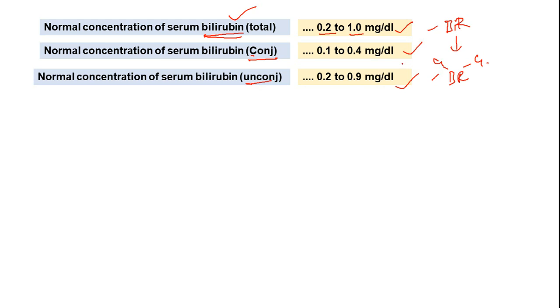Okay, so if the levels are in this range, we can consider that heme metabolism is happening in a normal pattern and everything is normal inside our system. But sometimes bilirubin levels will increase if they go beyond 1 milligram per deciliter. That is what we call hyperbilirubinemia.